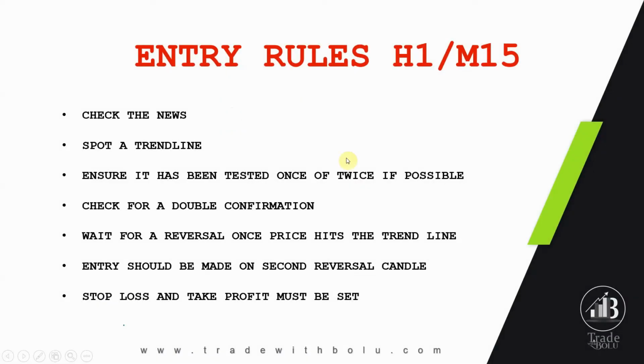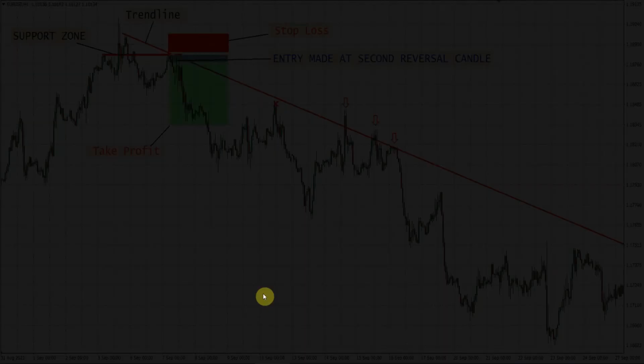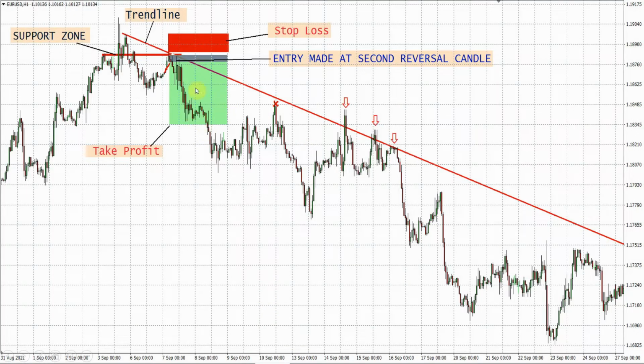So that's pretty awesome. Then you have your stop loss and TP that must be set. So in this case, this is our take profit and this is our stop loss. Can you see that? So we have the trend line in red. And by the trend line, this is the support zone now turned to resistance. This is our entry made at the second reversal candle. This is our take profit. Can you see that in green?